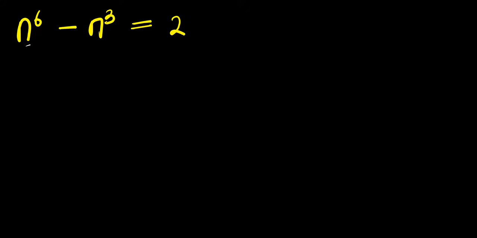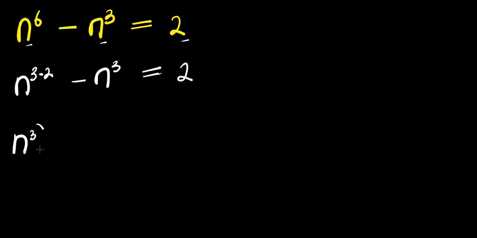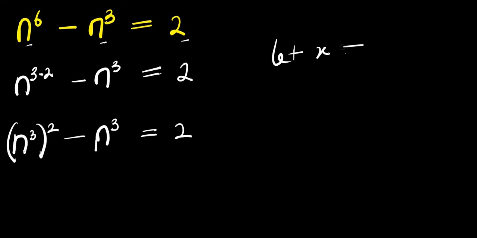Hello, how to solve n power 6 minus n power 3 equals 2, solving for real values of n. I can write this as n power 3 times 2, minus n power 3 equals 2. Then for this, I can have n power 3 power 2 minus n power 3 equals 2. Now I can say, let x equals n power 3.